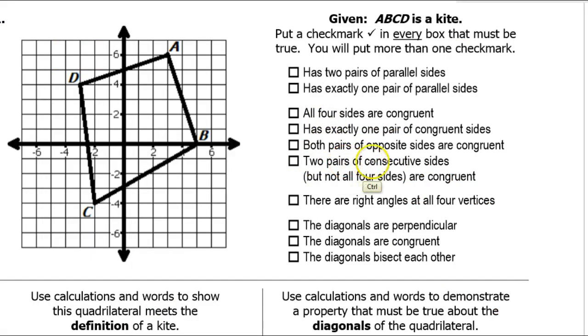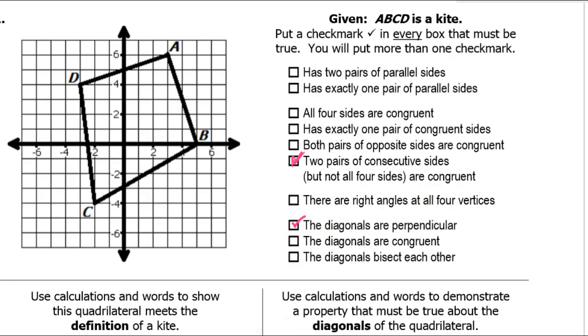Okay, two pairs of consecutive sides are congruent, but not all four, because that would be a rhombus. That's what a kite is. So boom, let's definitely put a check mark on that. Two pairs of consecutive sides are congruent. That's the definition. There are right angles at all four vertices. Nope, that would be a rectangle. The diagonals are perpendicular. Hey, that's one of the properties. Okay, the diagonals of a kite are perpendicular.